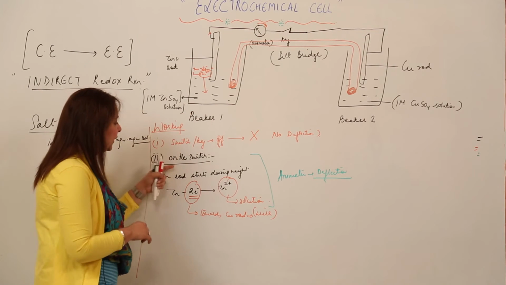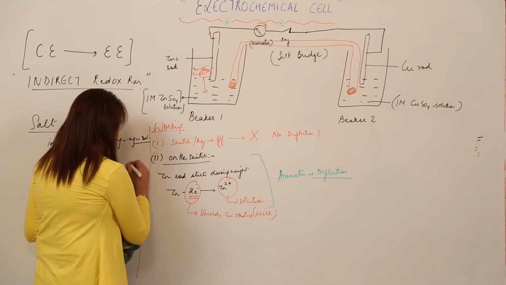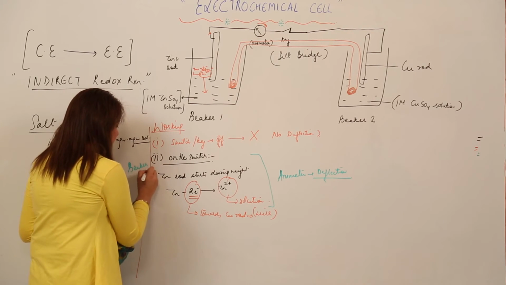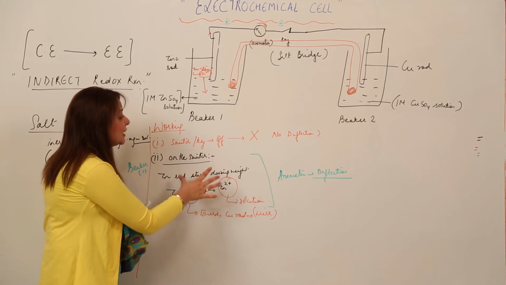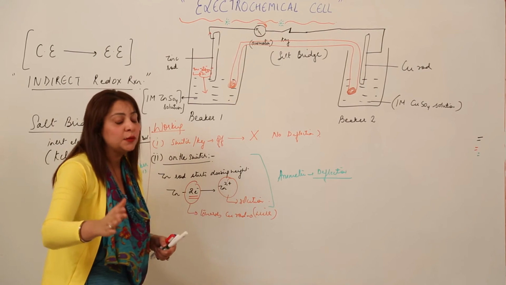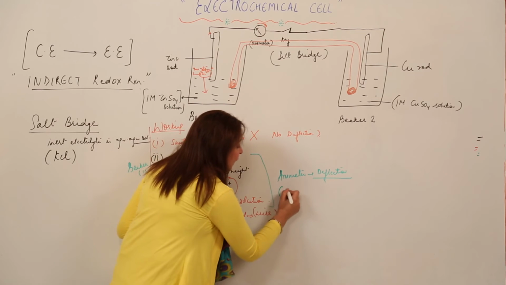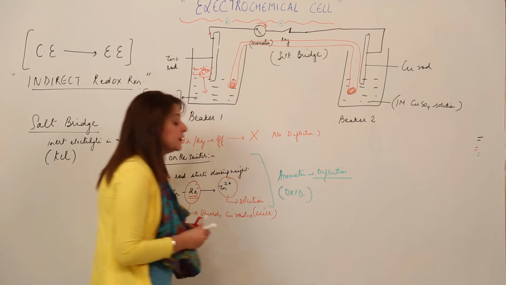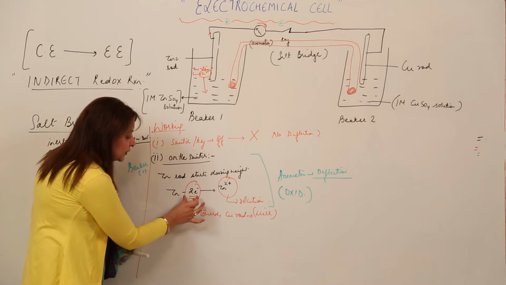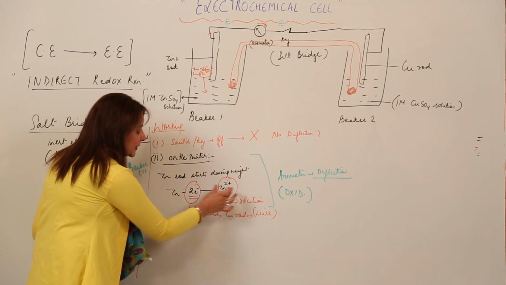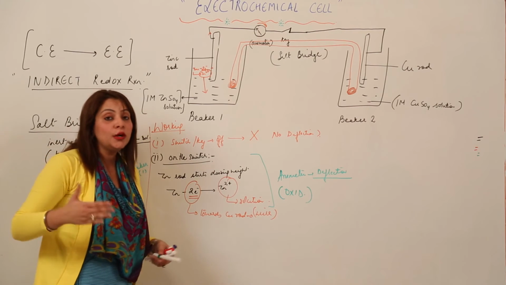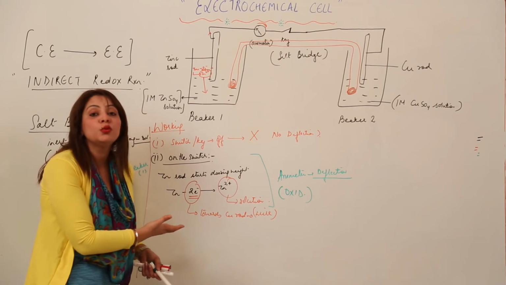What we get to see in beaker 1, I'll write here, is that the zinc rod starts losing weight. Why is it losing weight? Because zinc has a tendency to lose electrons. That means it is undergoing oxidation and losing electrons. You can see it is losing 2 electrons and forming zinc ions. Now the question is, what is the fate of these zinc ions and these 2 electrons?